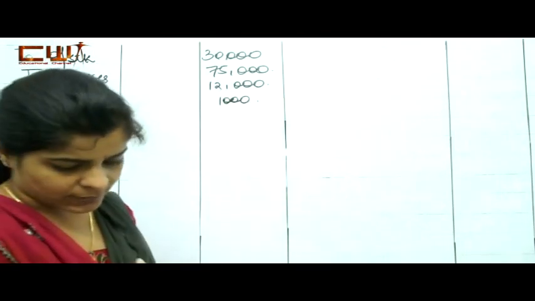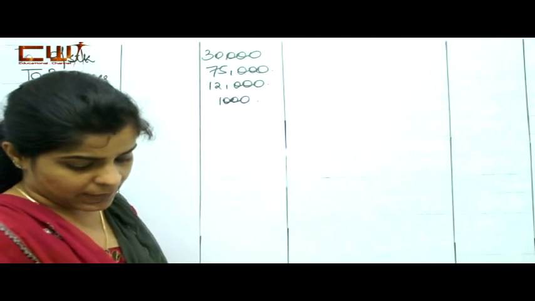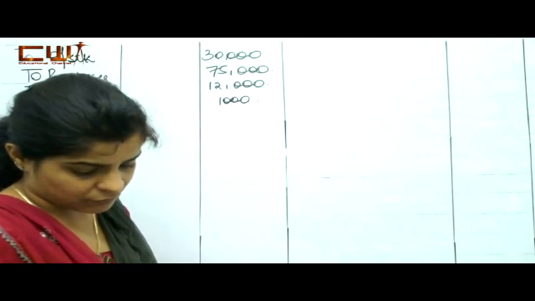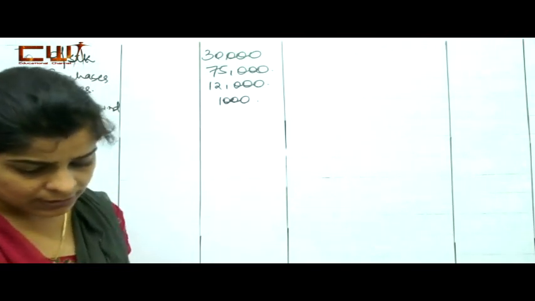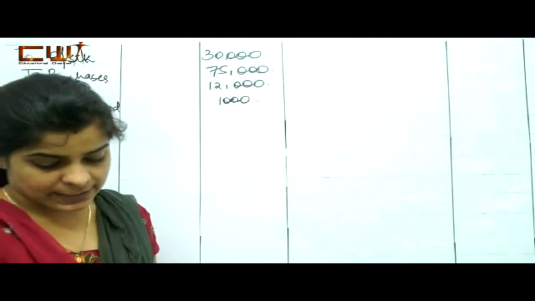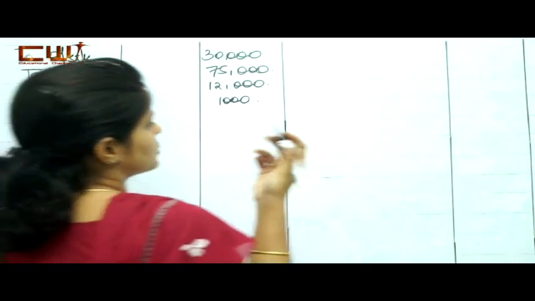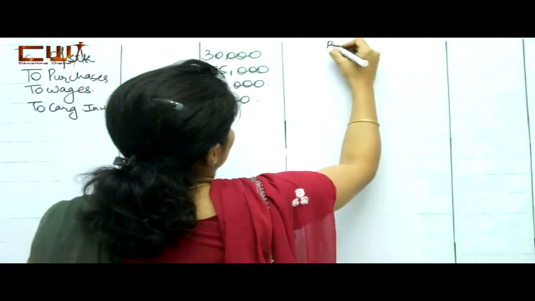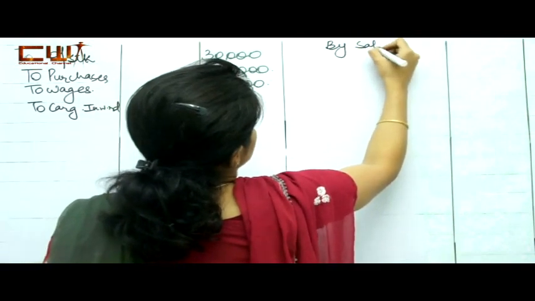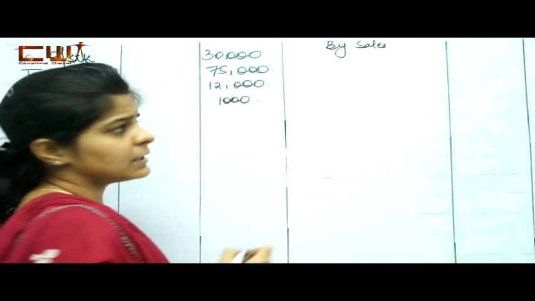Next is carriage outward, printing charges, rent paid, bad debts, postage, machinery, furniture, debtors, cash in hand, bills payable, creditors. Sales is given on the credit side, and that will come in the trading account. That is directly related, because there are sales only when production takes place. So how much is the sales? Sales is 1 lakh.